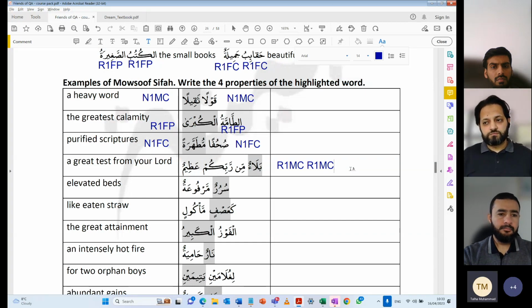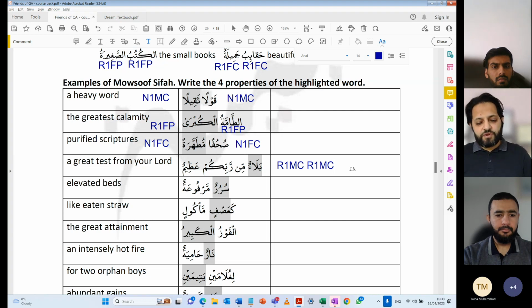Dr. Saab, is min a special mudaf? Rabbikum is Idafah with attached pronoun. So shall we decode this? On Rabbikum, you're right. Rabbikum is an Idafah with attached pronoun. Min is not a special mudaf. Min is a harf, which we haven't done yet. Okay. We'll do that next, inshallah, after this one.